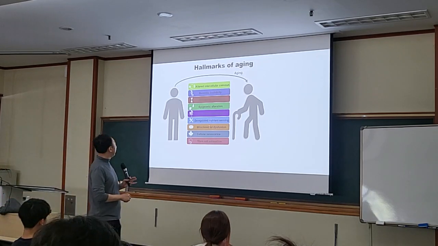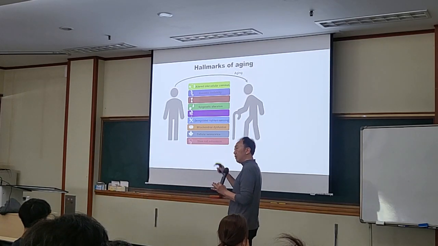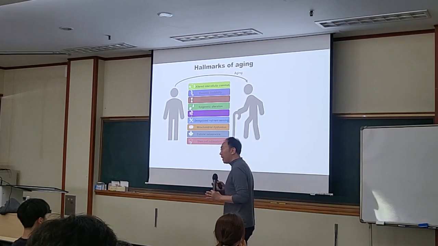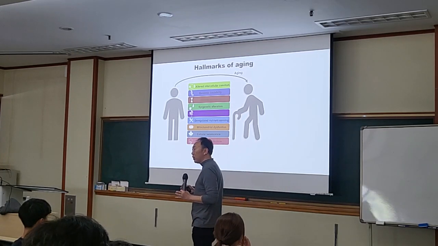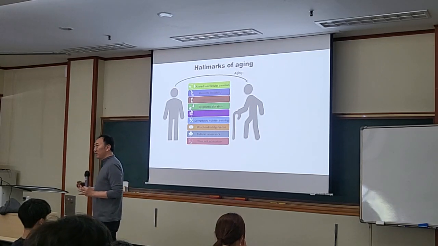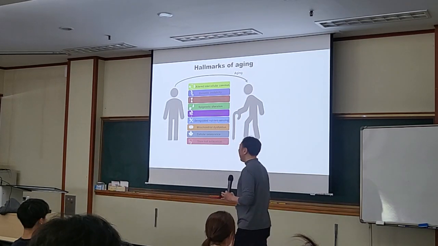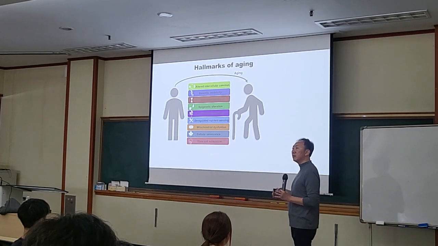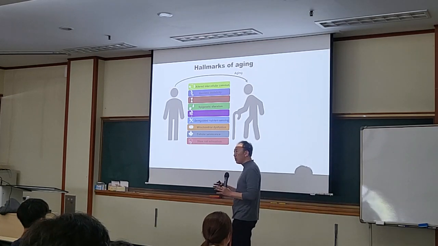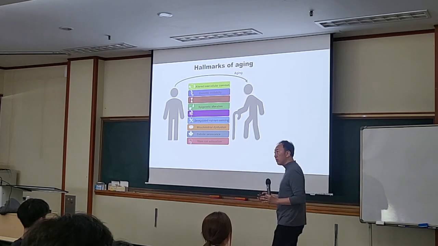And deregulated nutrient sensing. With nutrients, if you're hungry, we eat. Even though we are not hungry, we are eating. That's kind of an aging phenotype. Of course, non-aged people do that too. Not good. And mitochondrial dysfunction. Mitochondria is the organelle to generate energy. That is somehow changing. It utilizes material but does not generate enough energy.